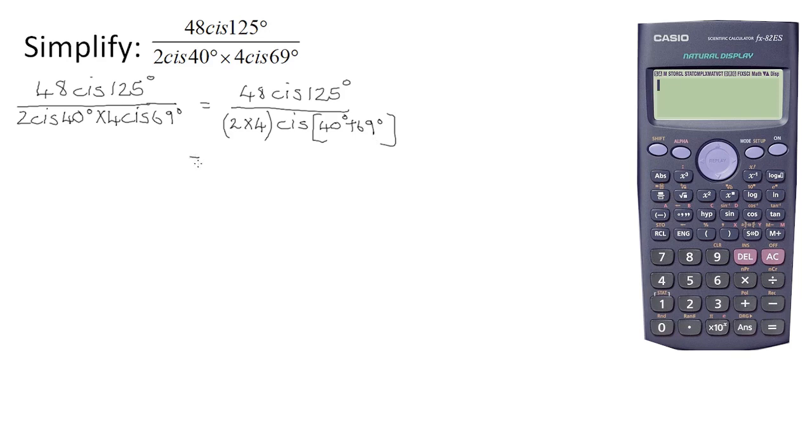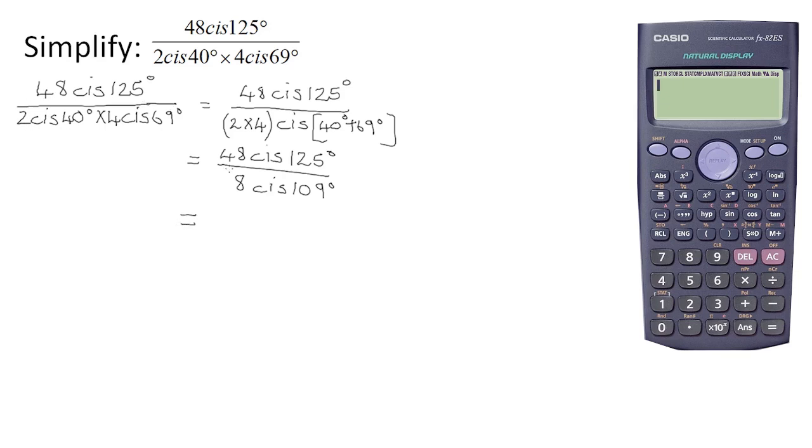Let's simplify that. 48 cos 125 over 8 cos 109, because 40 plus 69 gives you 109. Now we have simplified the product.